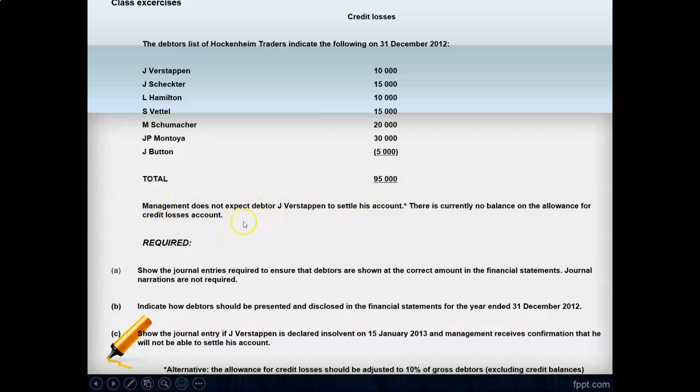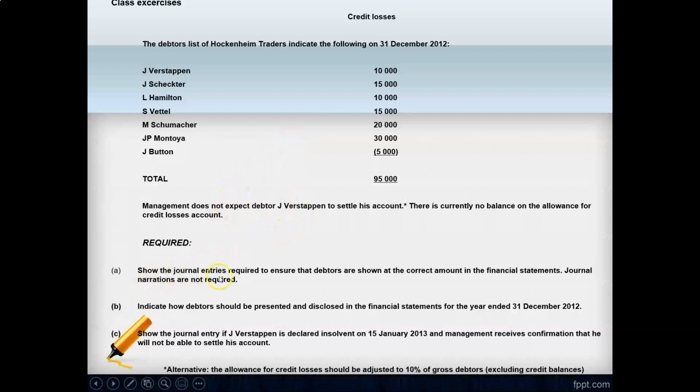Then the question states that management does not expect debtor Verstappen to settle his account. There is currently no balance on the allowance for credit losses account. Now, what is important is these words, they do not expect. So it's not for certain. If it was for certain, I would have to write off his outstanding debt. Now I only have the gut feel that he's not going to repay his outstanding debt.